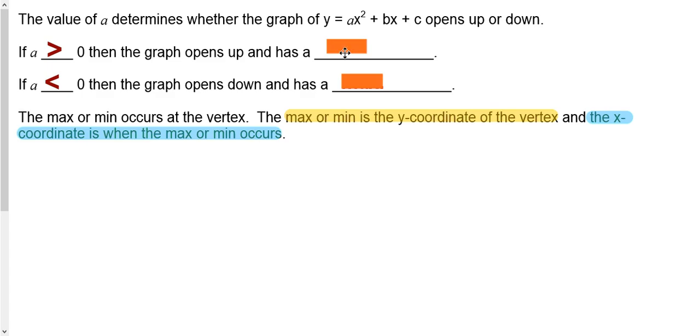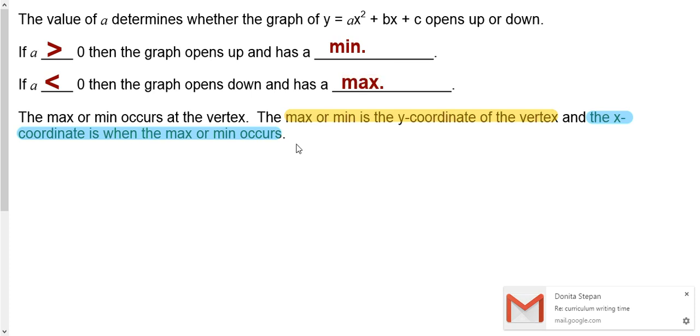Now, if your parabola is opening up, then you're going to have a bottom point, so you're going to have a minimum. And it opens up when your number in front of your squared term is greater than 0. If the number in front of your squared term is less than 0, you open down and you have a maximum. So the x-coordinate of your vertex tells you when the max or min occurs, but the actual max or min is the y-coordinate of the vertex.